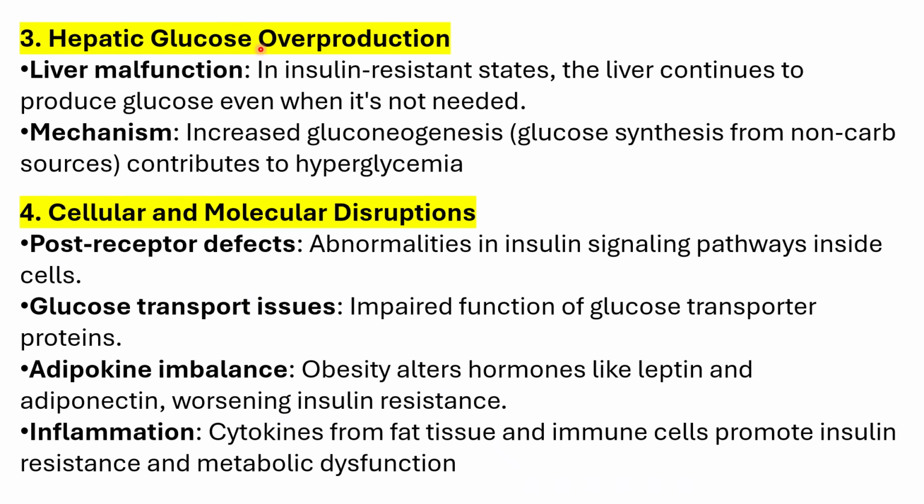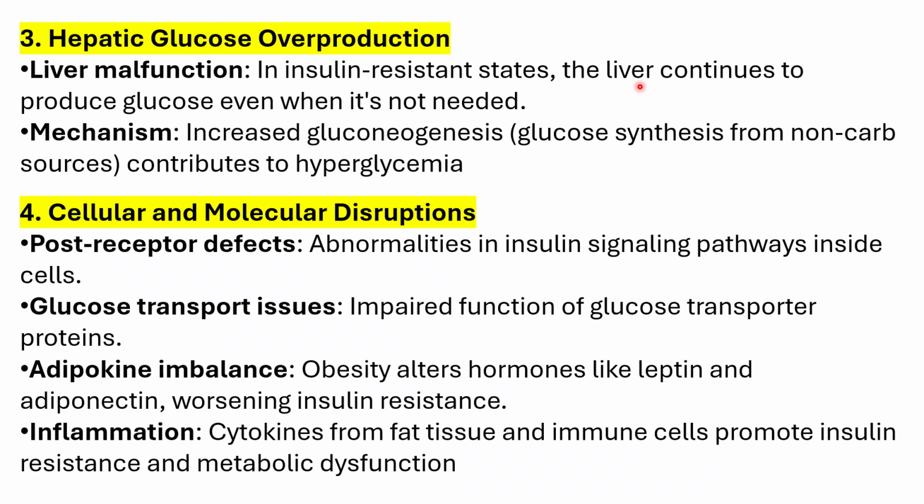Hepatic glucose overproduction, liver malfunction. In insulin resistant states, the liver continues to produce glucose even when it's not needed. So let's say an insulin resistant state causes liver malfunction, right? That's why a lot of diabetic patients have issues with their liver, all right?